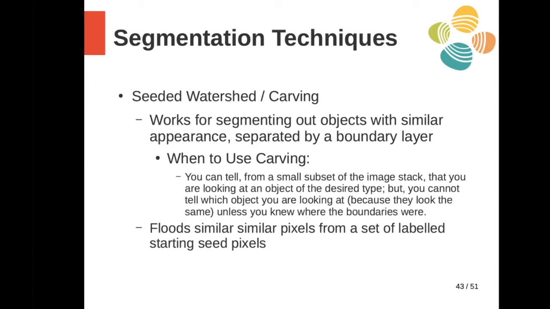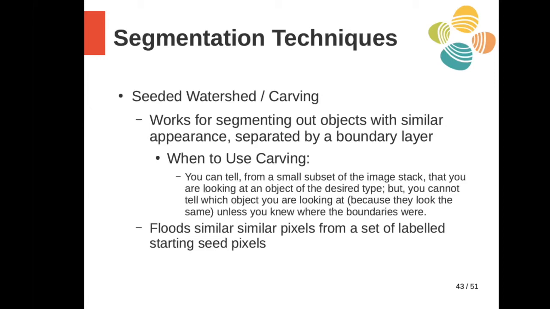And that's what this watershed carving basically does. What you would do is you train what the boundary is and what the inside is. And it will basically do a flood fill where it goes through the 3D space and tries to see how far it can go, finding something similar to whatever it was trained on for the inside of the cell. But it stops when it hits the boundary.